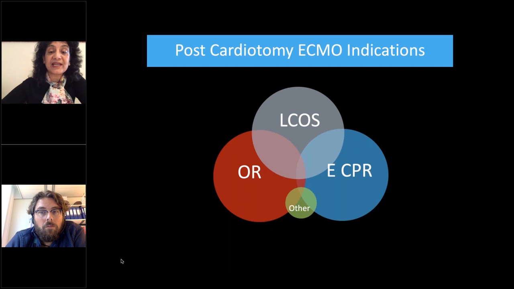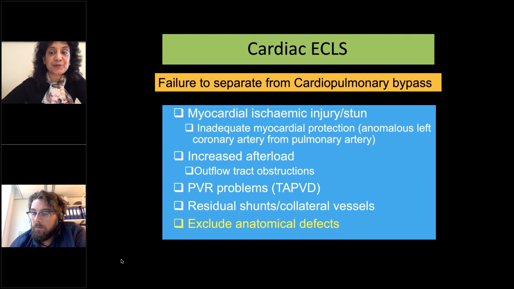Now, what would be the reasons for failure to separate from cardiopulmonary bypass? The most common is myocardial ischemic injury related to inadequate myocardial protection. An example would be anomalous left coronary artery from the pulmonary artery. Second, increased afterload in the form of outflow tract obstructions and pulmonary vascular resistance. An example would be a baby with total anomalous pulmonary venous drainage. Residual shunts and collateral vessels again can be an important reason.